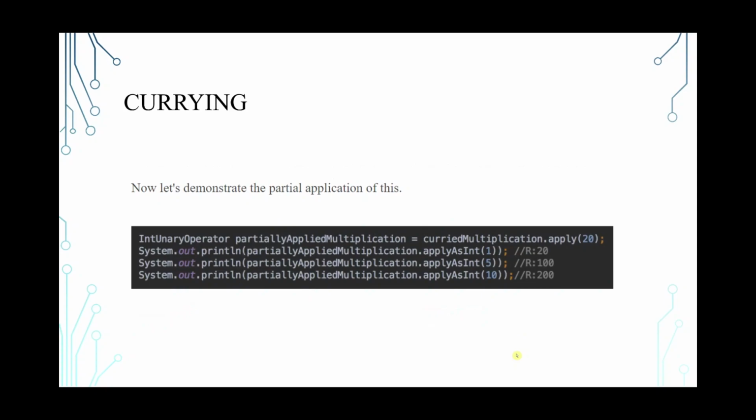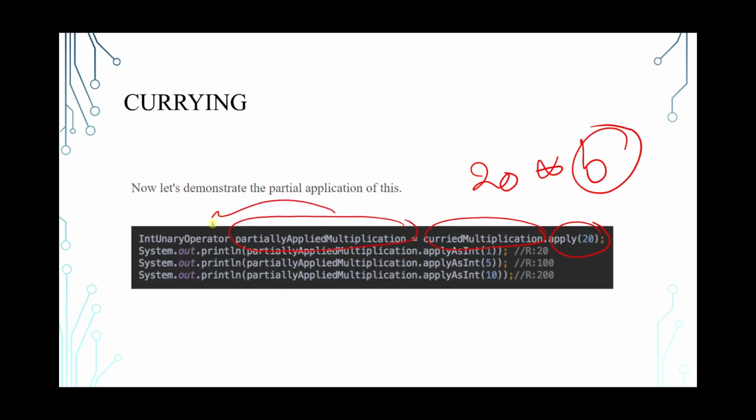So if we have our curried multiplication and we do dot apply 20, now you have 20 times b. It's waiting for your b. So if you put that in the IntUnaryOperator, because it's of that type, then you have partial multiplication, dot applyAsInt 1 times 20. ApplyAsInt 5 times 20. ApplyAsInt 10 times 20, and so on. Here is the result of each operation.